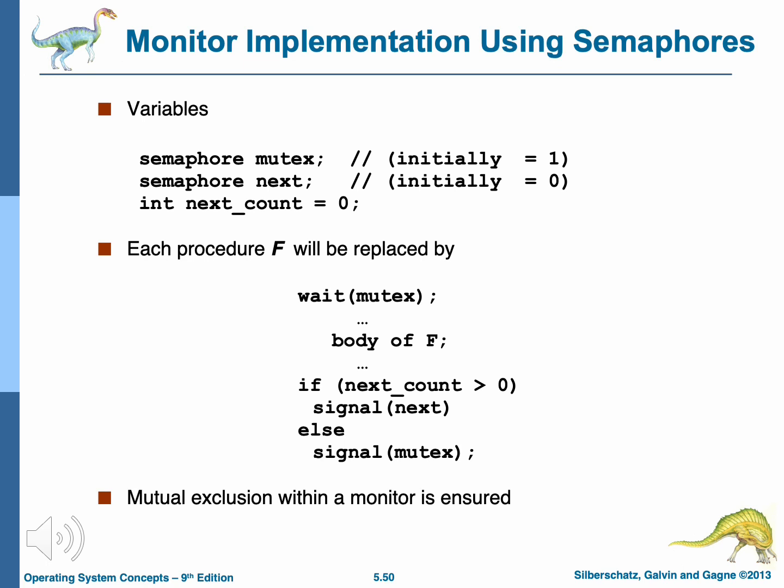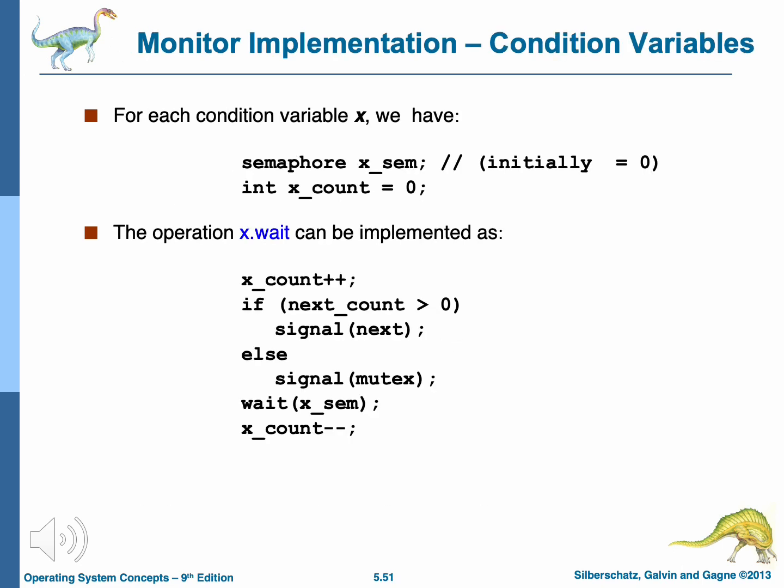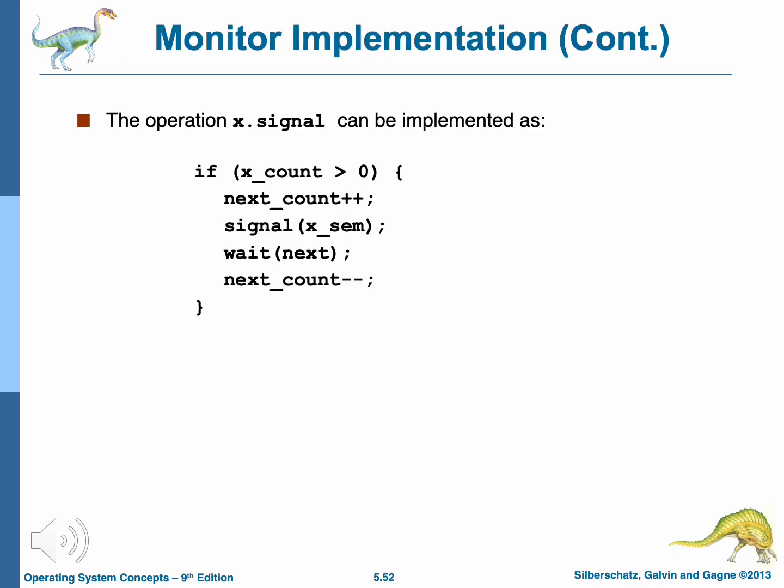Thus, each external function F is replaced by the given code. Mutual exclusion within a monitor is ensured. We can now describe how condition variables are implemented as well. For each condition x, we introduce a semaphore x_sem and an integer variable x_count, both initialized to 0. The operation x.wait can now be implemented as given here. The operation x.signal can be implemented as given here.